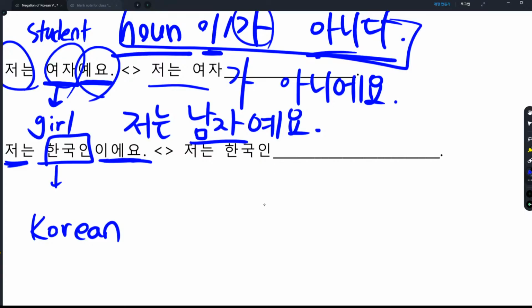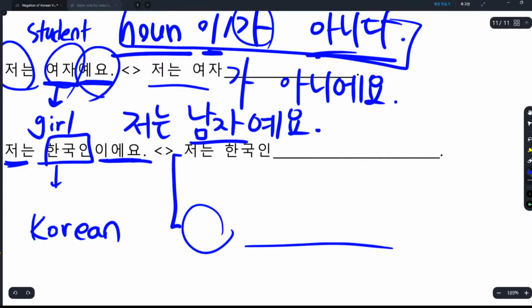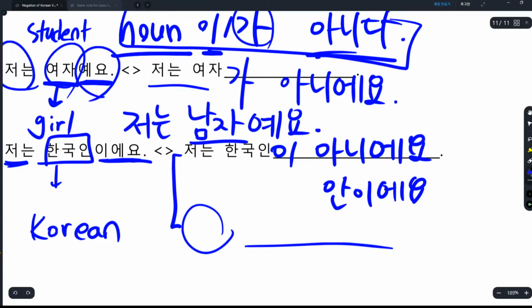Can you try making your own sentence? I am not Korean, and you can add a new sentence telling us where you're from. 저는 한국인이, 그렇죠, 한국인이 아니에요. So be careful with the spelling, guys. It's not spelled this way.